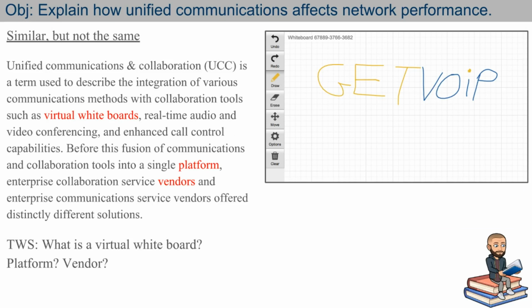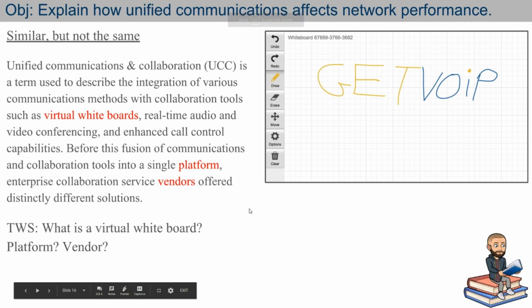There are a couple terms that are similar but not exactly the same as UC. You have here what's called UCC, that is, Unified Communications and Collaboration. This is a term used to describe the integration of various communication methods with collaboration tools such as a virtual whiteboard, maybe real-time audio and video conferencing, which may include enhanced call control capabilities.